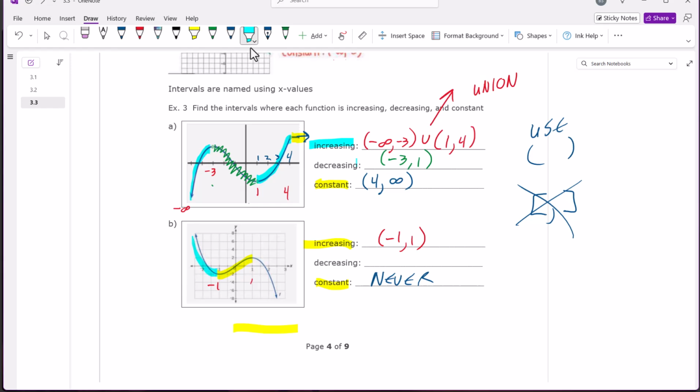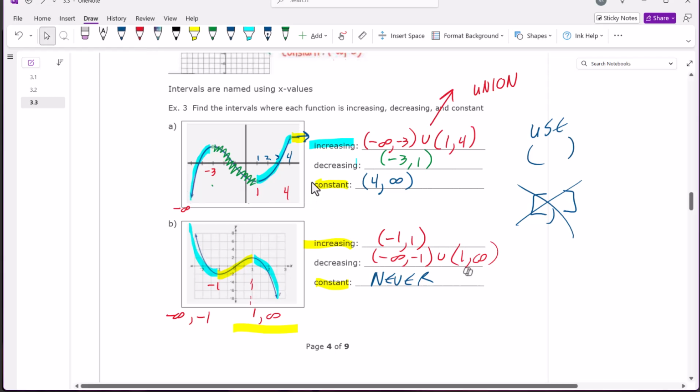Decreasing would be the other two regions. And again, this would be going on forever, negative infinity, until you get to -1. And then from 1, and then forever there. So you'd have negative infinity to -1, and then 1 to infinity like that. Okay, so that's how you name your intervals. Make sure that you do x values in your intervals. Make sure that you have open parentheses.